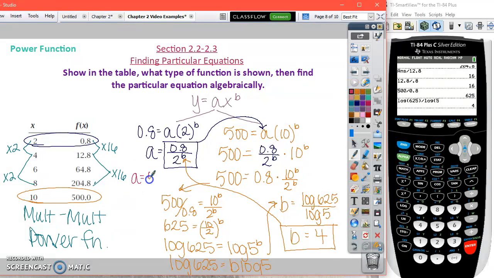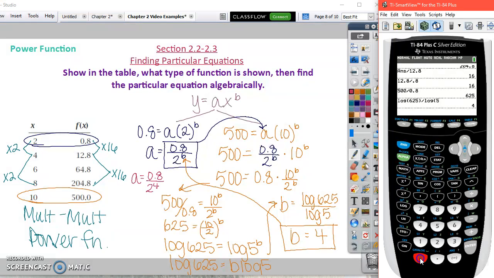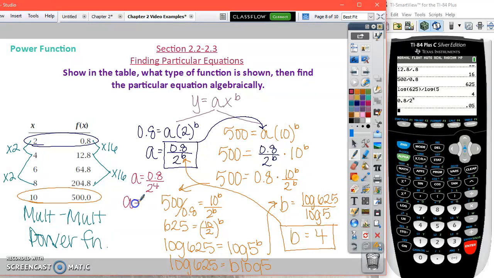So a will equal 0.8 over 2 to the 4th. Type that in our calculator, divided by 2 to the 4th power. And we end up getting a is 0.05. Now we can write our equation. y will equal 0.05 x to the 4th power. Now that we have our particular equation, we're done.